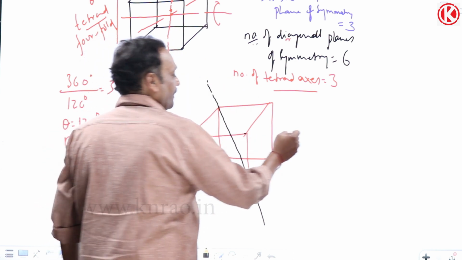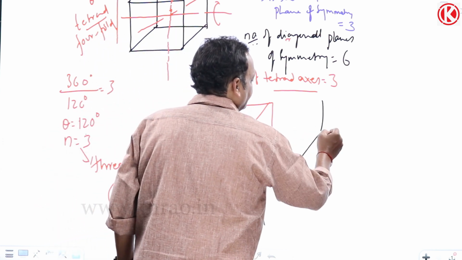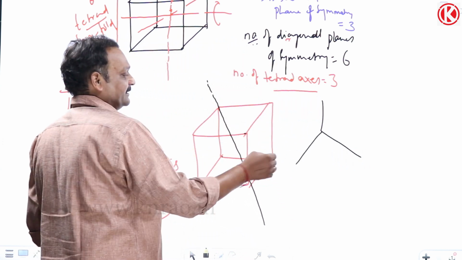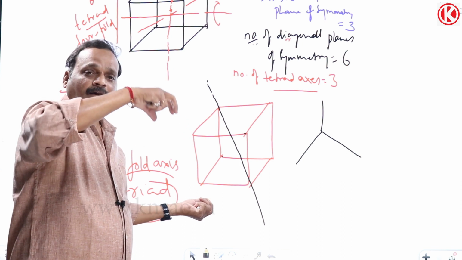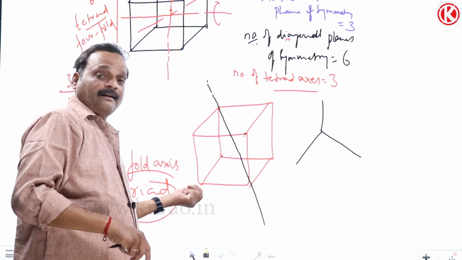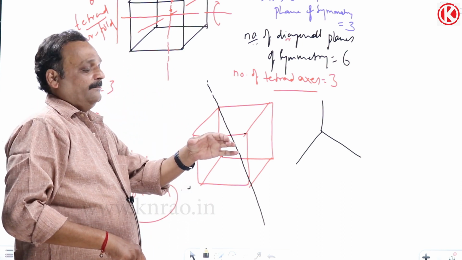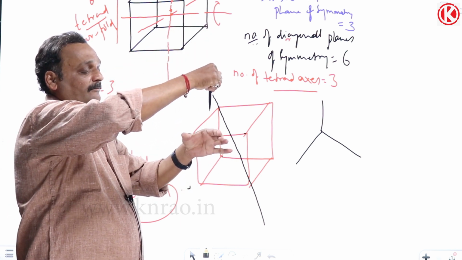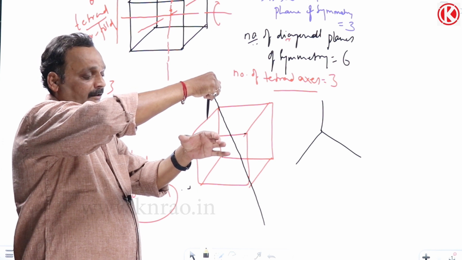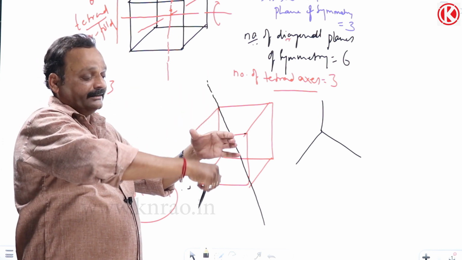Along the axis, if you look, the picture will be looking like this. Means you will be seeing 3 edges here. The axis is passing, the cube is lying on one corner. You are making it stand on one corner. You are passing the axis through one corner, through the body center, through the diagonal opposite corner.